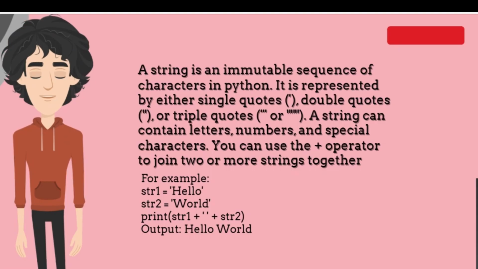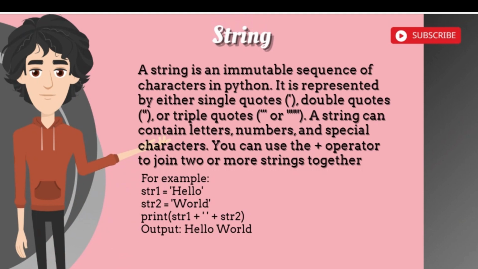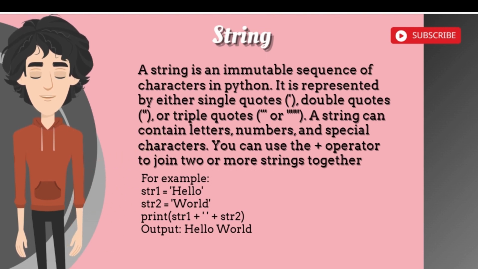Let's start. String. A string is an immutable sequence of characters in Python. It is represented by either single quotes, double quotes, or triple quotes, and a string can contain letters, numbers, and special characters. You can use the plus operator to join two or more strings together. For example, str1 equals hello. str2 equals world. Print str1 plus single quotes plus str2.